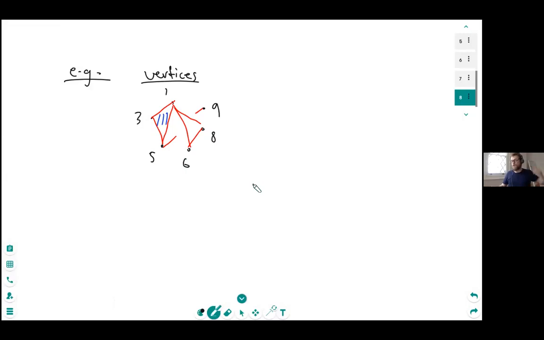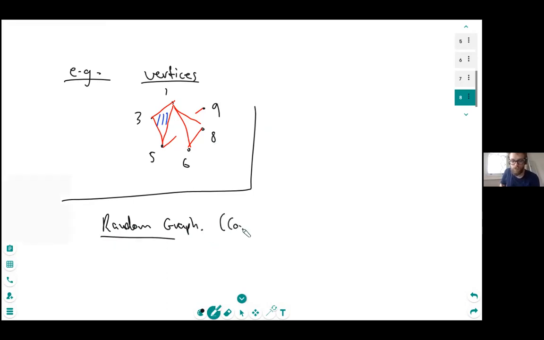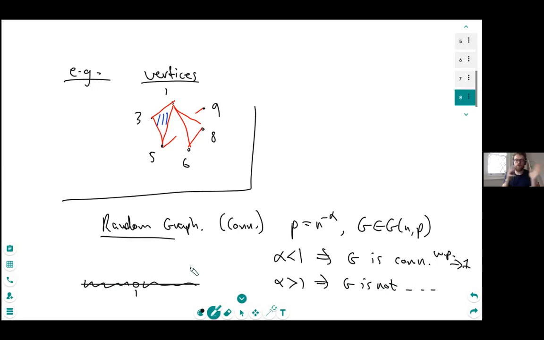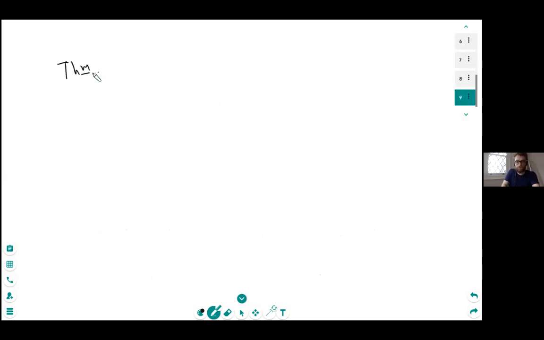So the question now is, what type of results would one want in this case, especially if we're looking for thresholds? So what would it mean? If we look back to random graphs, a crude way of saying the connectivity result would be: if p is n to the minus alpha, G in G(n,p), if alpha is less than one, then G is connected with probability tending to one. And if alpha is bigger than one, then G is not. So we have this threshold precisely at one. As alpha is less than it, we have something. If alpha is more than it, we have something else. And then right at that threshold, we're not too sure exactly what's going to happen. So that's what is generalized. So the theorem is Costa-Farber.